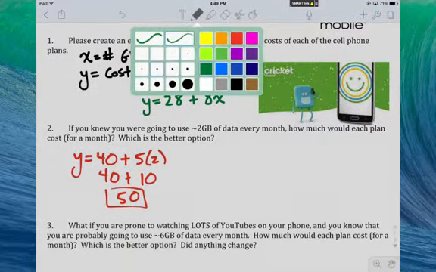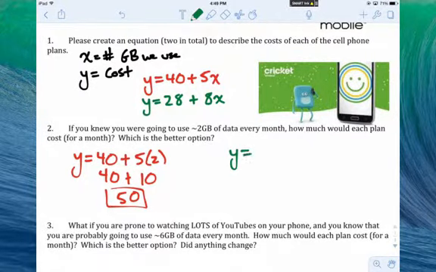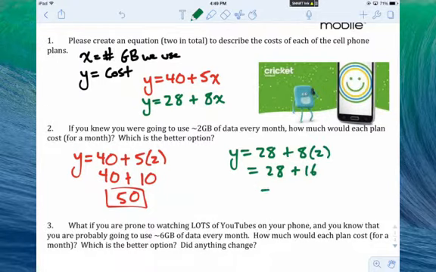For Cricket Wireless, the cost would be, it's 28 bucks for talk and text, and then $8 per gigabyte, but for only 2 gigabytes. So $28 plus 16 for a grand total of $44 a month. So if you know that you're going to use only around 2 gigabytes of data every month, you should go with Cricket Wireless because it costs less than Boost Mobile. And we're going to assume that cost is the only factor we're considering, that they both have the exact same coverage and the same phones and so on.